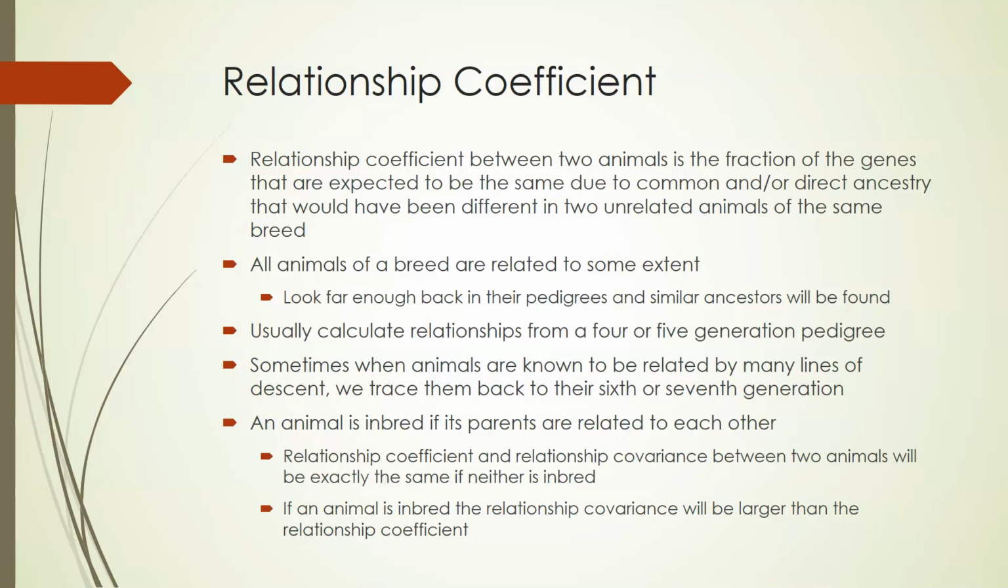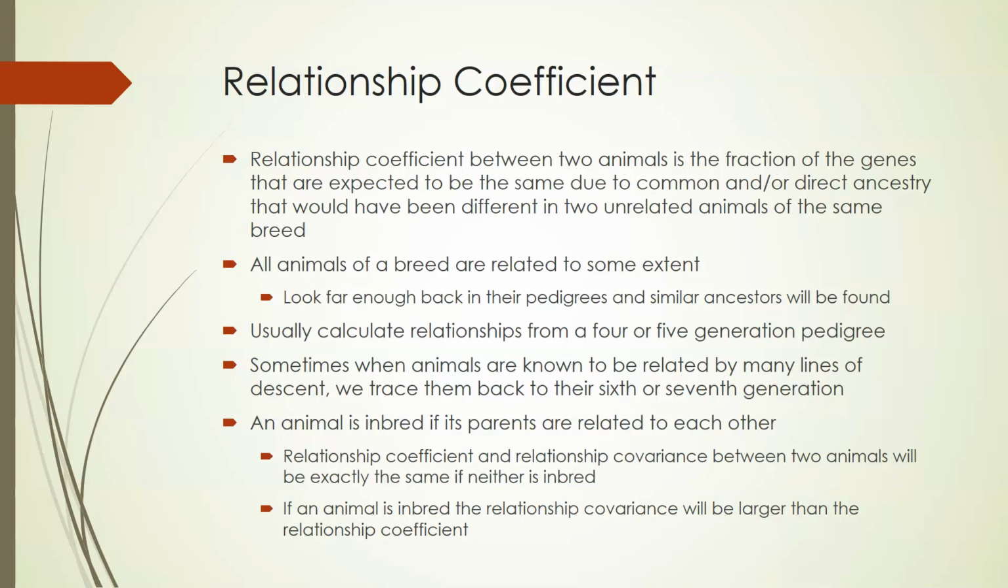This first definition is really important. I cannot tell you how many times I had to write it out when I took this class in college. A relationship coefficient between two animals is the fraction of genes that are expected to be the same due to common and or direct ancestry that would have been different in two unrelated animals of the same breed. So a very long explanation is basically saying what percentage of genes might these two animals share? That's what a relationship coefficient is.